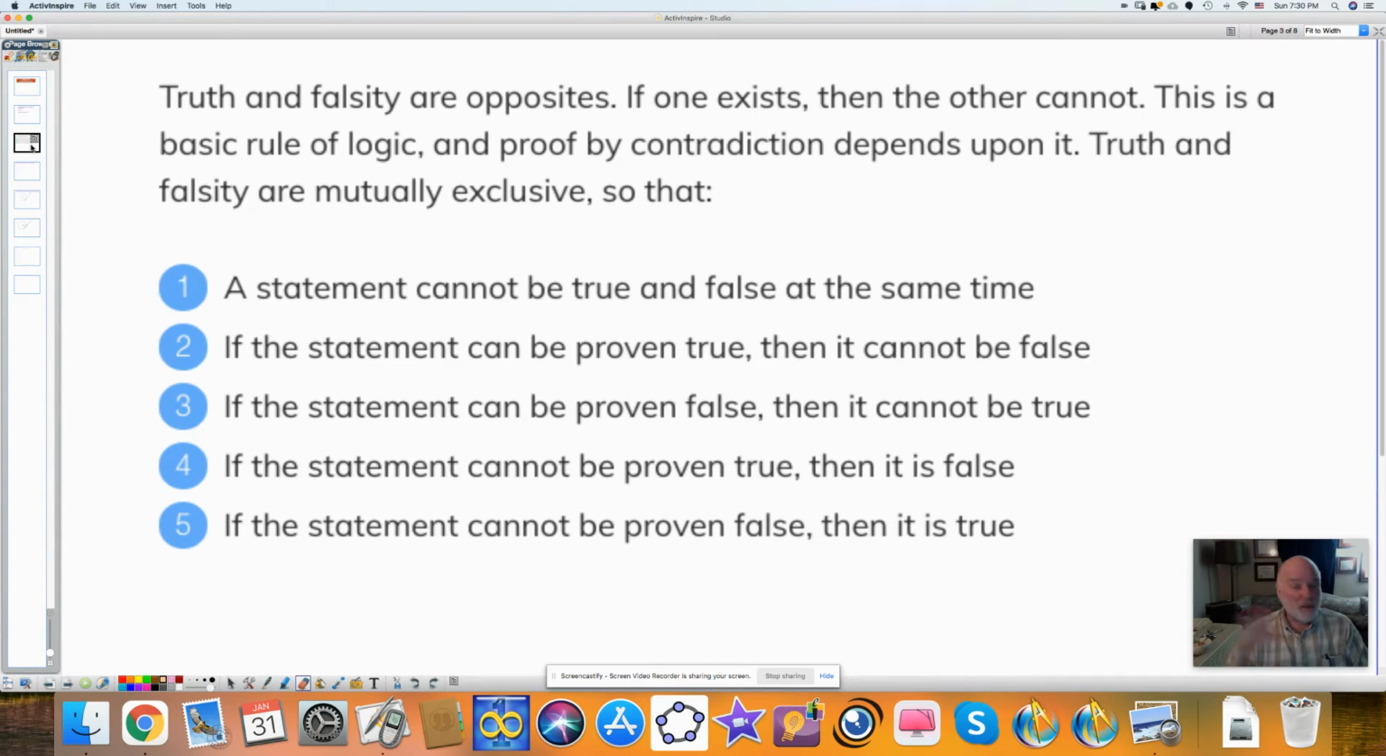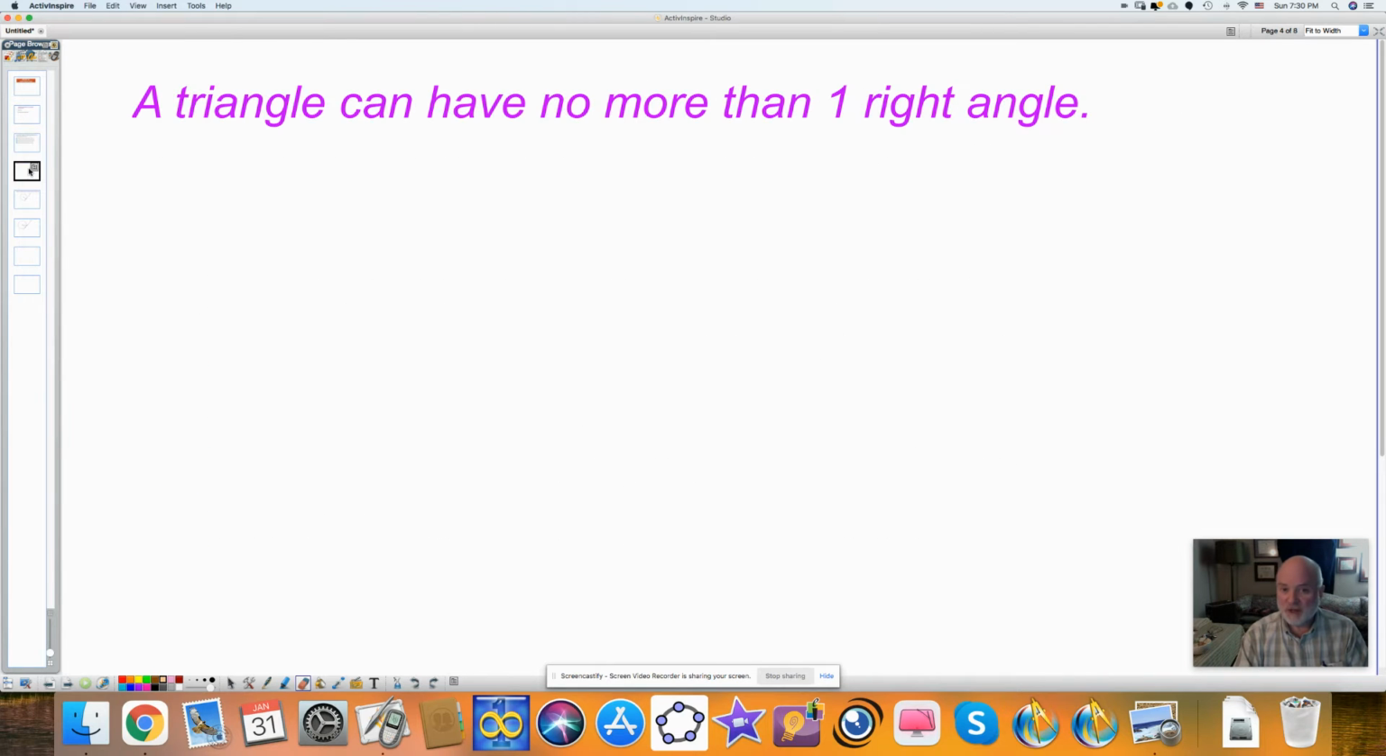And if it cannot be proven true, then it must be false. And if it cannot be proven false, then it must be true. And this last piece is where we talk about the proof by contradiction. If you can't prove it to be false, then it has to be true. So let's look at a couple of examples.